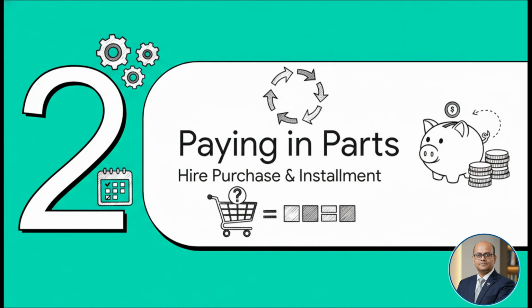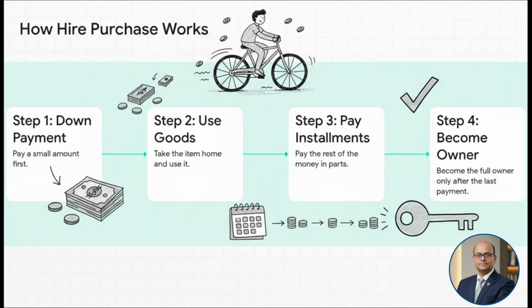Now let's move to the next two types. This is where things get a little more complicated, so I want you all to pay close attention. These systems are very, very important for buying big, expensive items like a fridge, a TV, or even a car. Things where you have to pay for it over a long period of time. Okay, so let's understand hire purchase.